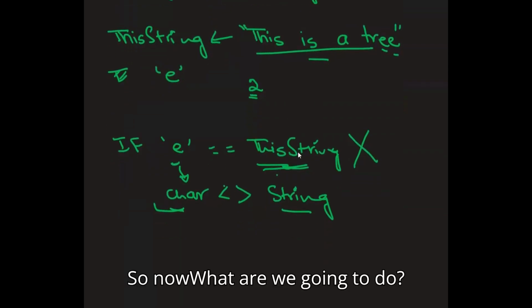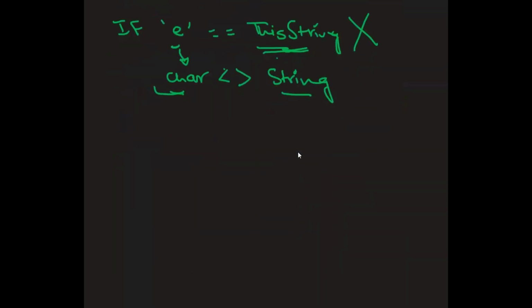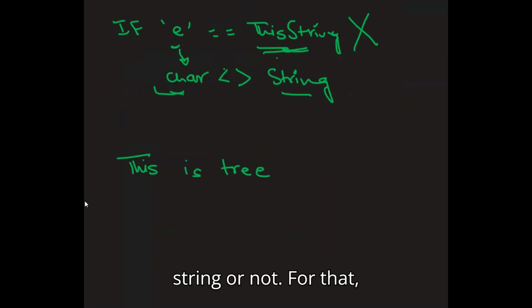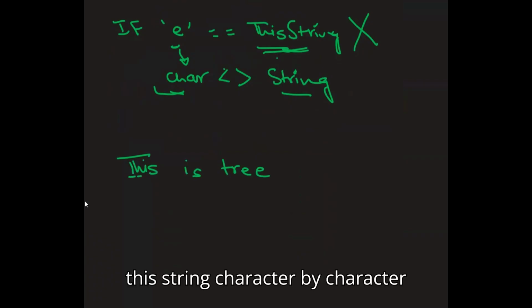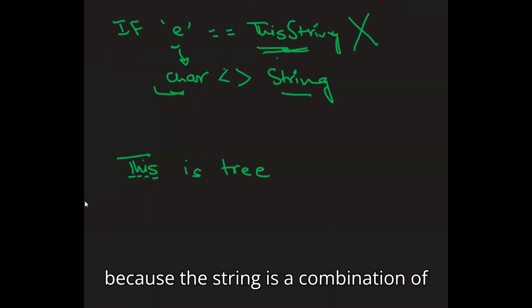So now, what are we going to do? We need to see whether E exists in this string or not. For that, we need to extract this string character by character, because this string is a combination of characters, right?